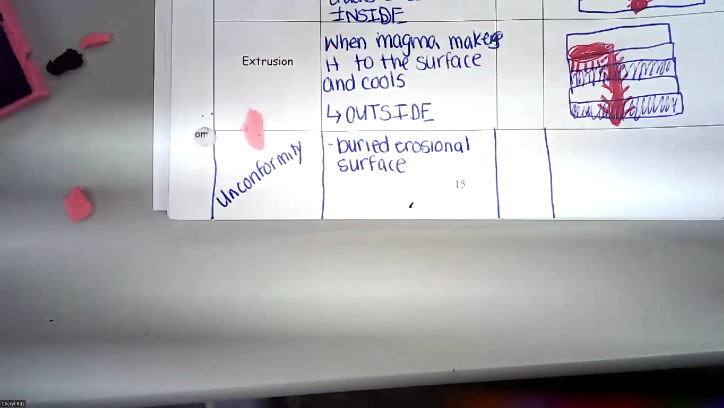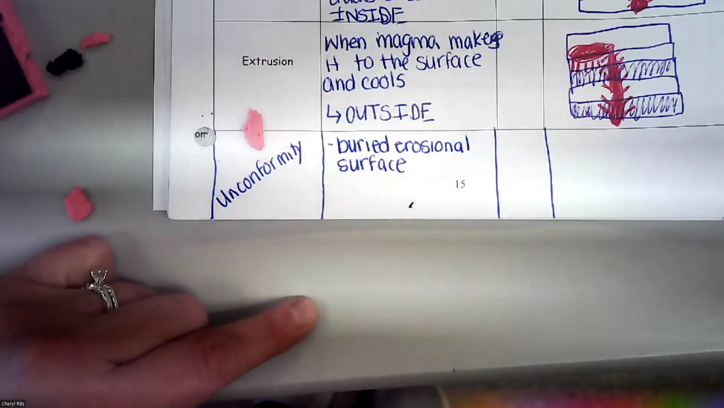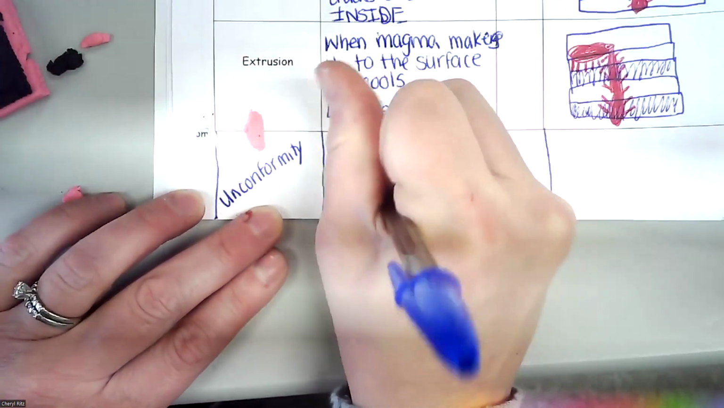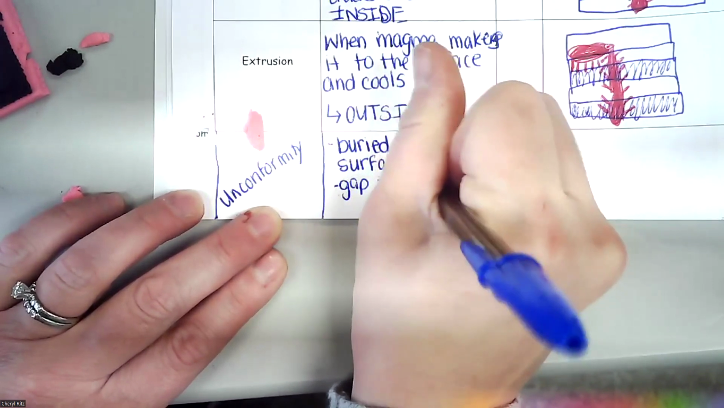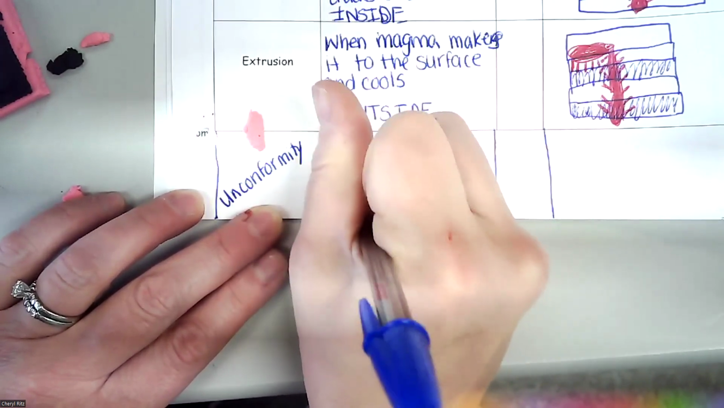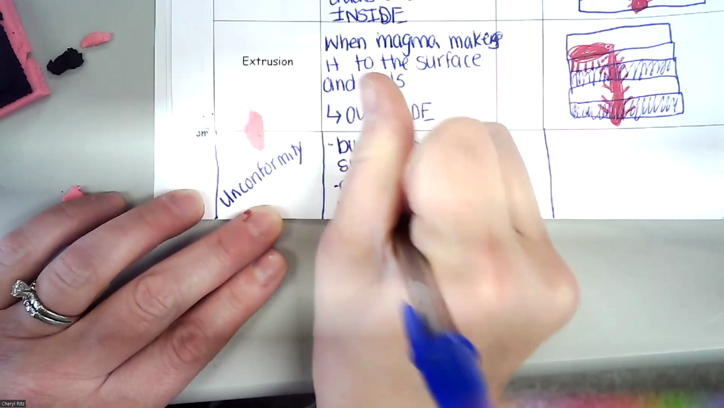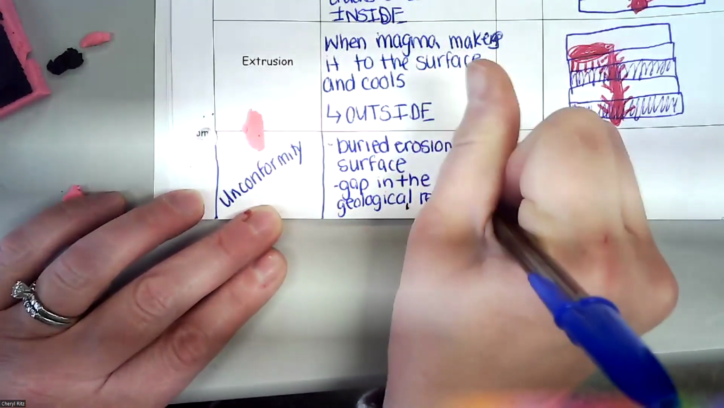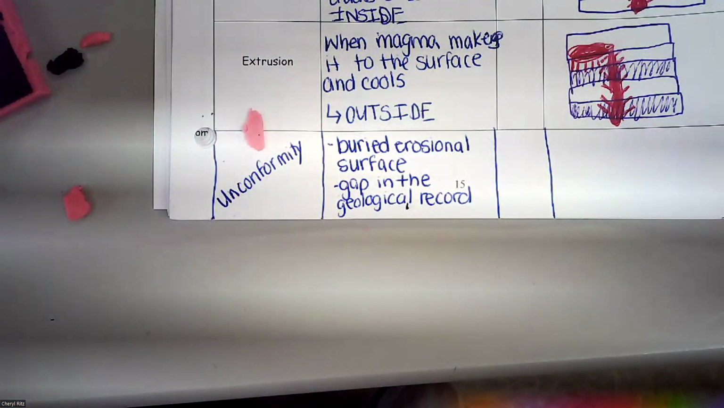about history. So an unconformity, that layer gets eroded away, moved down the road, but what it leaves behind is a gap in the geological record. So that's what goes in the second bullet. It's going to be a gap in the geological record. It's like a missing chapter.